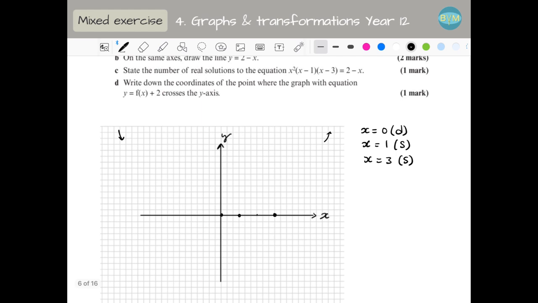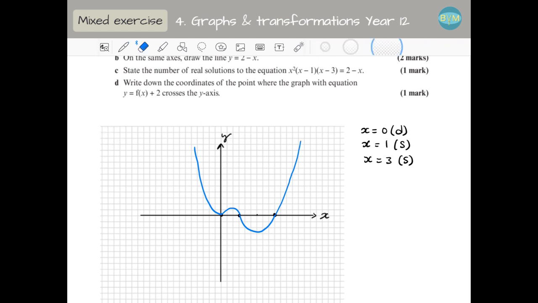So it's going to do something like this. So bounce at 0, go up, down at 1, and down at 3 again. Something more or less like this.